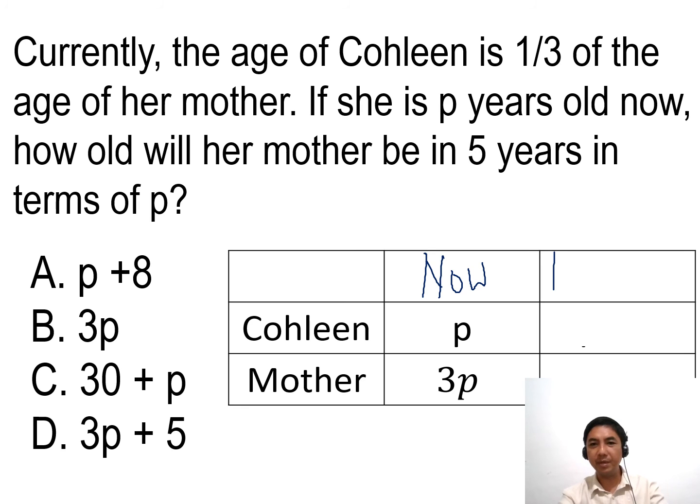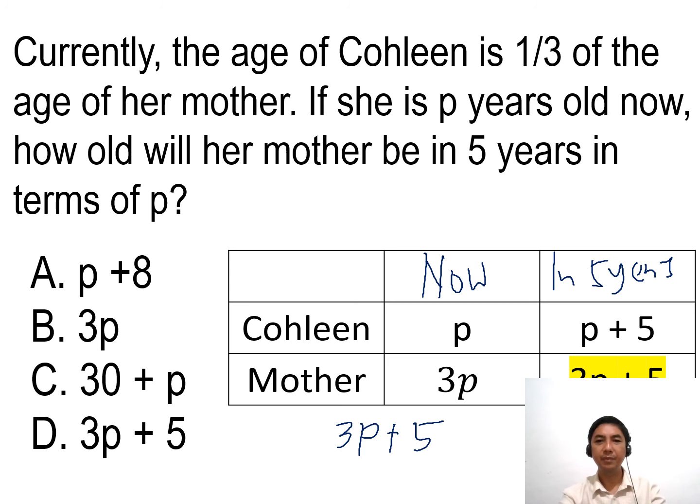So in 5 years, Colleen will be P plus 5. Pero si mother will be 3P plus 5. Okay? 3P plus 5. So answer is letter D. Okay, next.